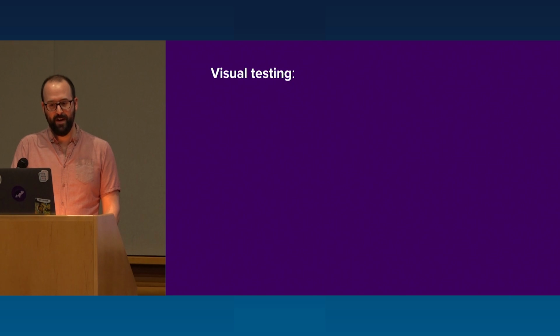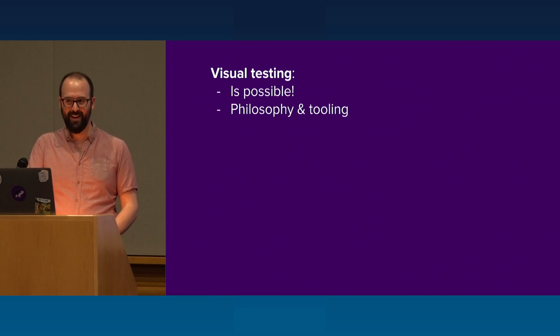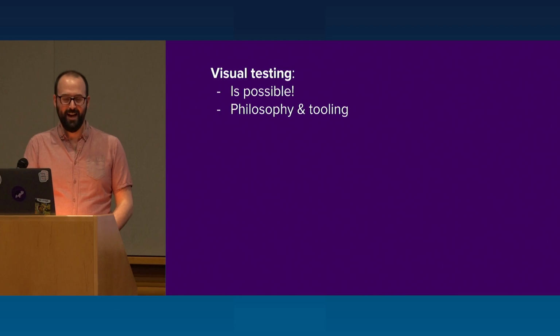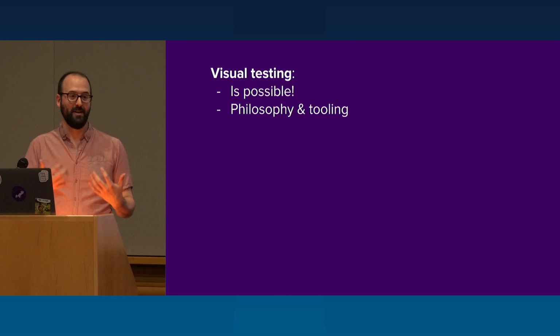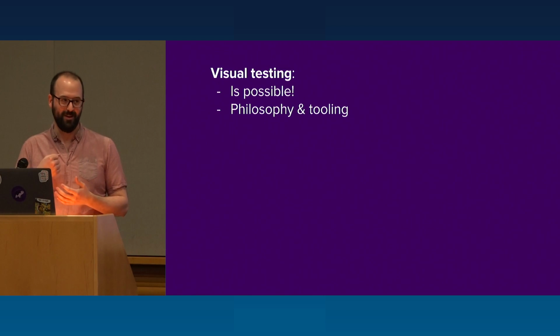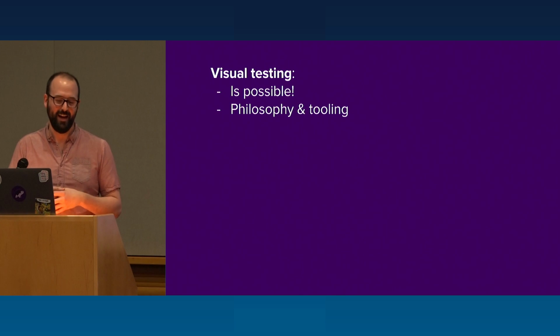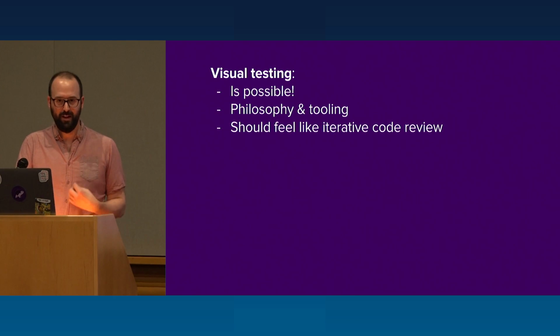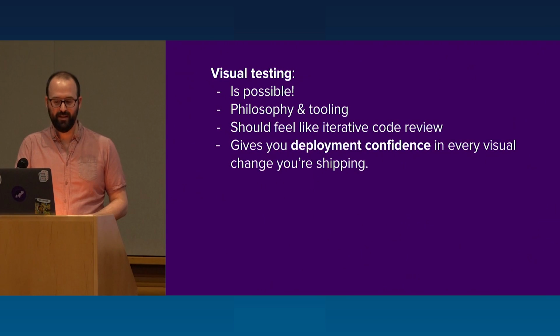So that's it. I just want to leave you with the fact that visual testing is possible. It's a thing we can do now. It's as much about the philosophy of what's going into it as it is about the tooling, and it requires team adoption of this kind of workflow, in the same way that you have your own processes and ideas about code reviews. Visual testing is very much the same thing, and it should just feel like an iterative code review process.